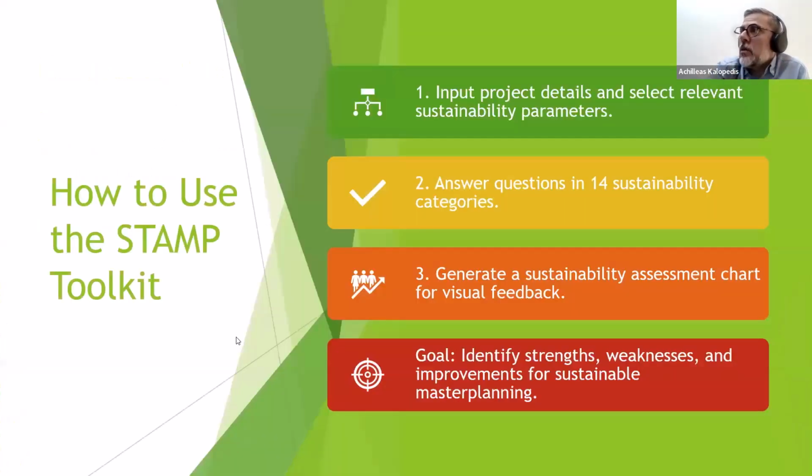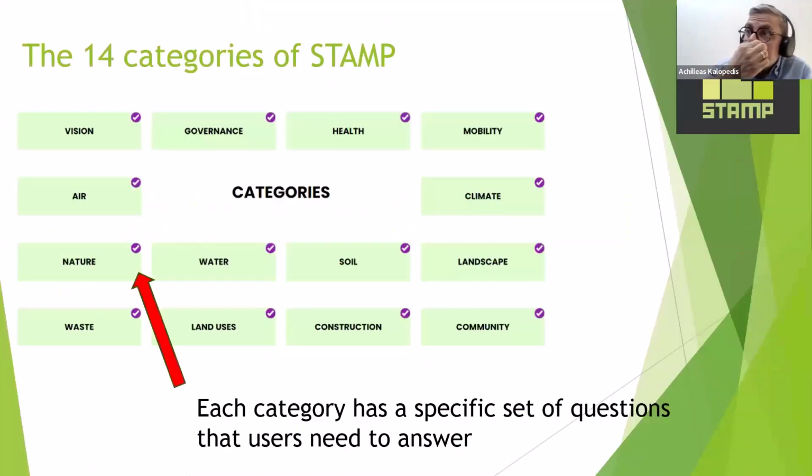Okay, so how do you use this? After registering, you're asked to input the project details and select relevant sustainability parameters. The user is then asked to answer a number of questions in 14 sustainability categories. And then based on your answers, it creates a sustainability assessment chart for visual feedback. And the goal is to identify the strengths, weaknesses, and improvements for sustainable master planning. So these are the 14 categories that were identified for STAMP.